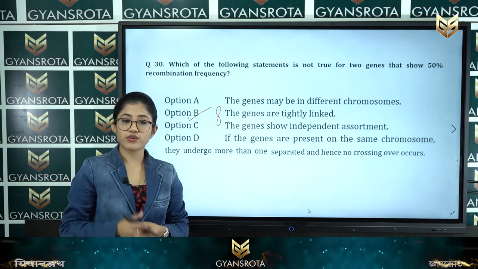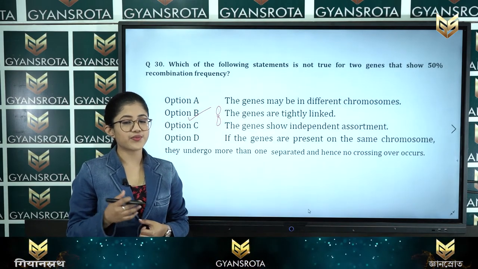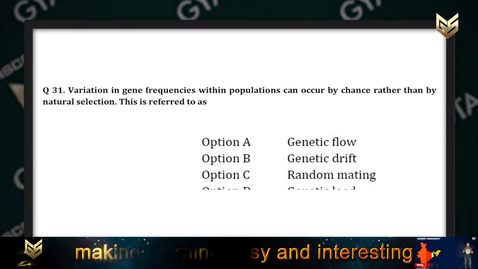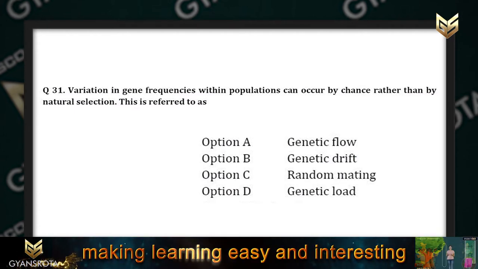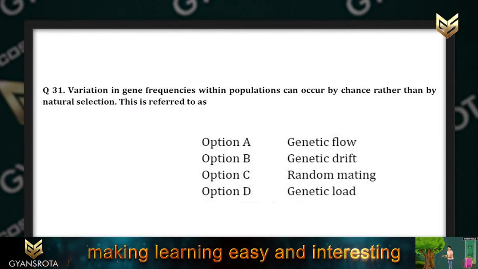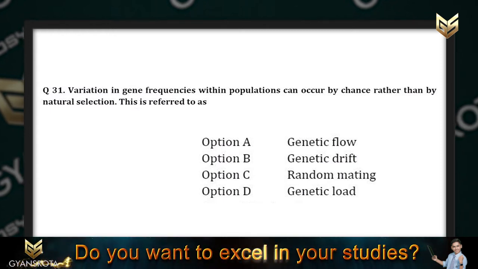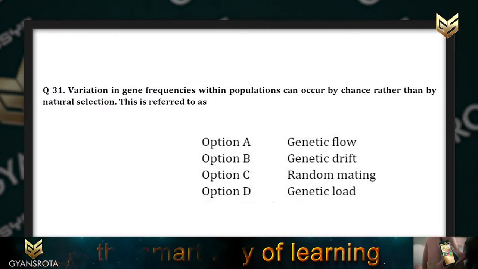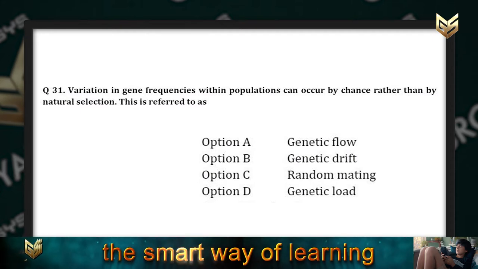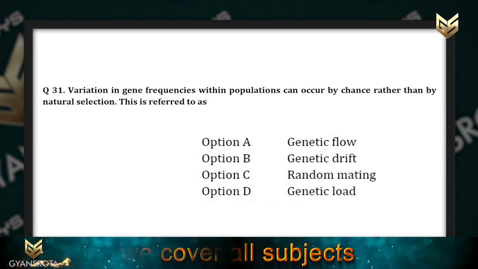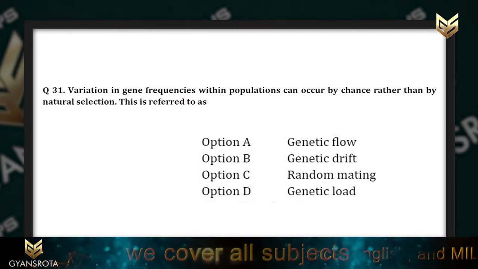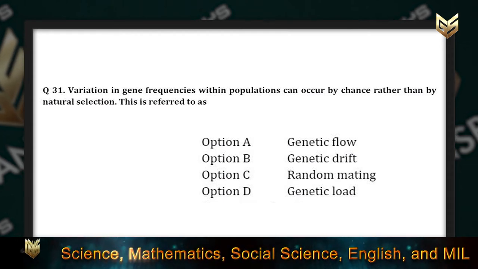Now let's see the next question, that is question number 31. Variations in gene frequencies within populations can occur by chance rather than by natural selection. This is referred to as option number A, genetic flow, option number B, genetic drift, option number C, random mating, option number D, genetic load.